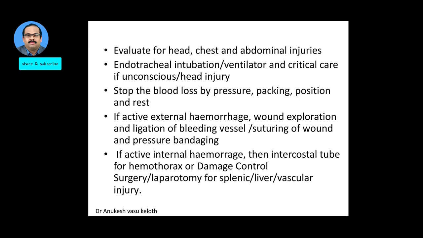Now, if an internal bleed is suspected, as in a hemothorax or a hemoperitoneum, then you can consider doing an intercostal tube for the hemothorax. Then you may have to plan for a damage control surgery or a laparotomy if there is uncontrolled internal abdominal bleed, as in a splenic bleed or liver injury or a vascular injury intra-abdominal.